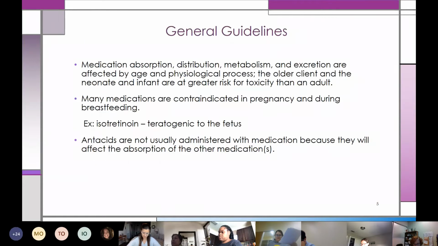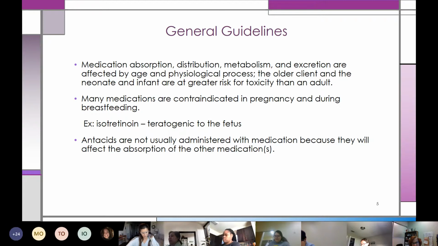Now, some general guidelines. Again, class, this should be nothing new to you, but just a reminder to bring it all together for you. Some general guidelines about medications. As you can see, we know that medication has to be absorbed. We need to know that it has to go through some type of distribution process. How does it get into the body? What happens to it? Who metabolizes it? Usually it's the liver, but not always. Most of the time it is. And where is it going to be excreted?